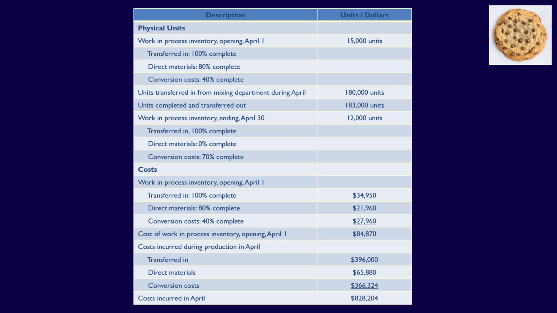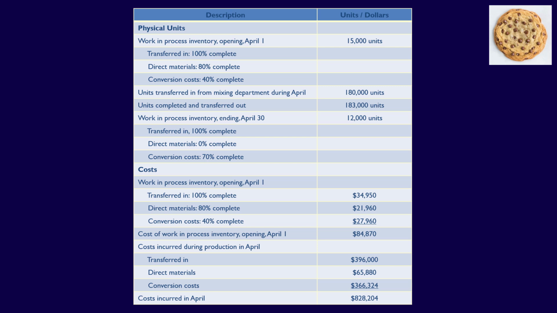Costs. Work in process inventory opening April 1st. Transferred in, 100% complete, $34,950. Direct materials, 80% complete, $21,960. Conversion costs, 40% complete, $27,960. Cost of work in process inventory opening April 1st is $34,950 plus $21,960 plus $27,960, which is equal to $84,870.